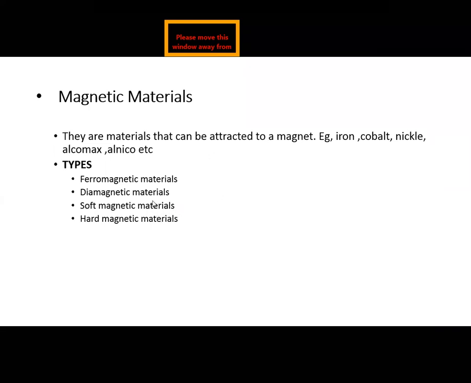So if you come to the hard magnetic materials, these are materials that are difficult to be turned into a magnet. Some materials are easily turned into magnets. Some are very difficult to be turned into a magnet. The ones that are easily turned into a magnet, we call the soft magnetic materials. And the ones that are difficult to convert into magnets, we call the hard magnetic materials.